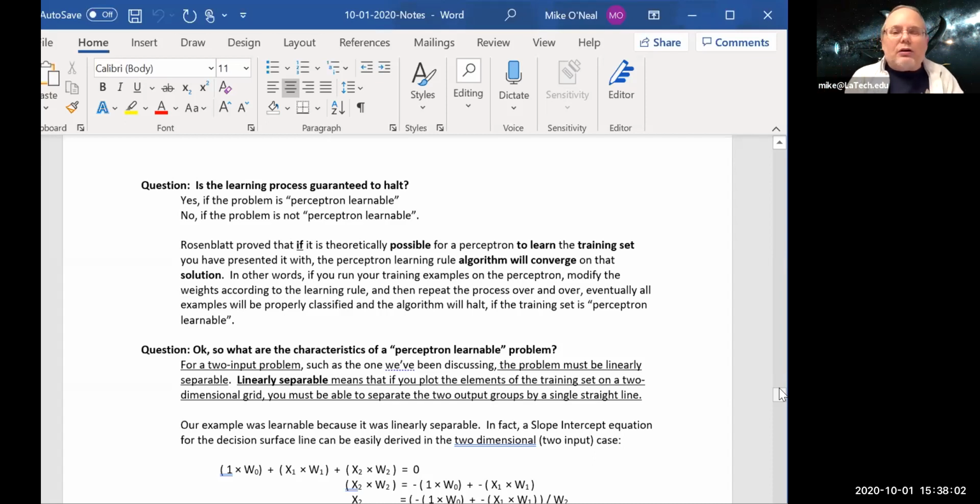So if the problem is learnable, the perceptron learning algorithm will halt with a correct answer, or with an acceptable answer. If the problem is not learnable, it's going to work its little heart out forever looking for a line to separate the two classes, even if no line exists. Okay.